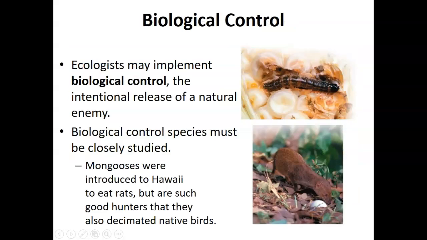The community can be controlled. Ecologists may implement biological control to control the invasive species in the community. For example, mongooses were introduced to Hawaii to eat rats, therefore maintaining a balance in the community.